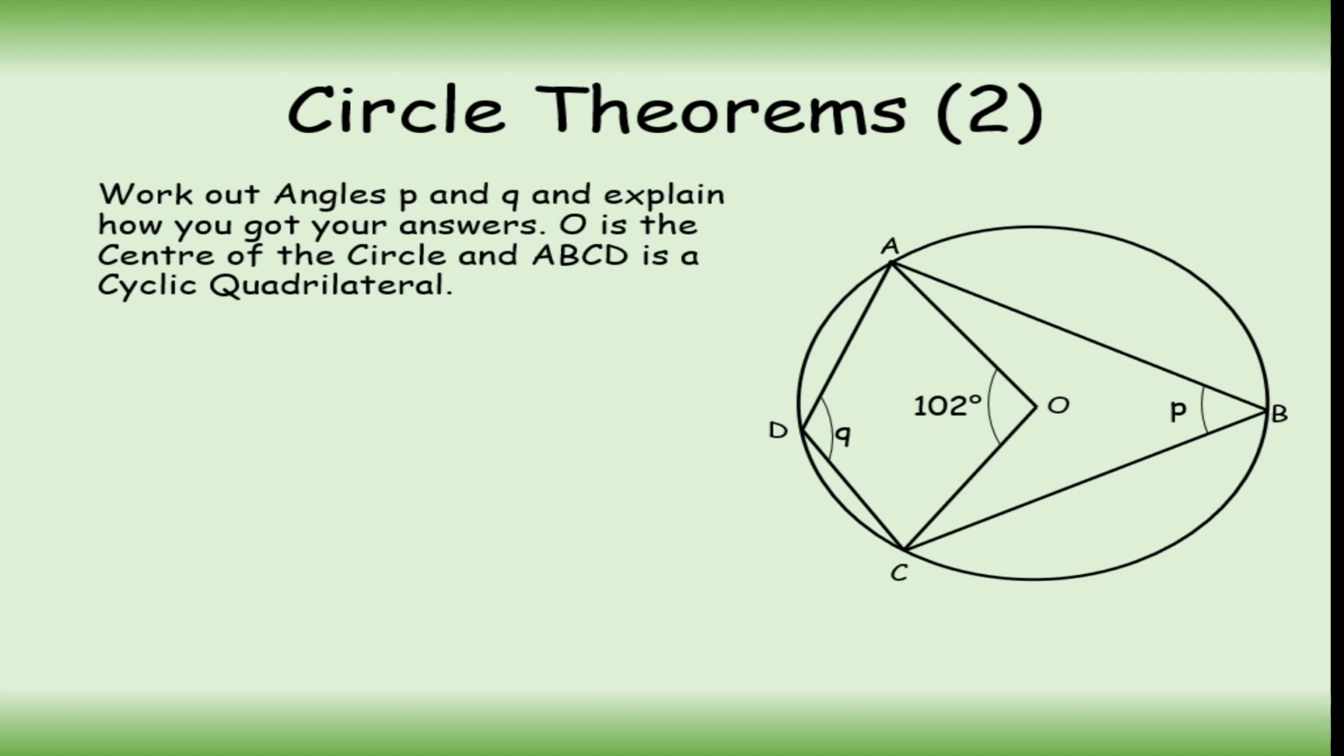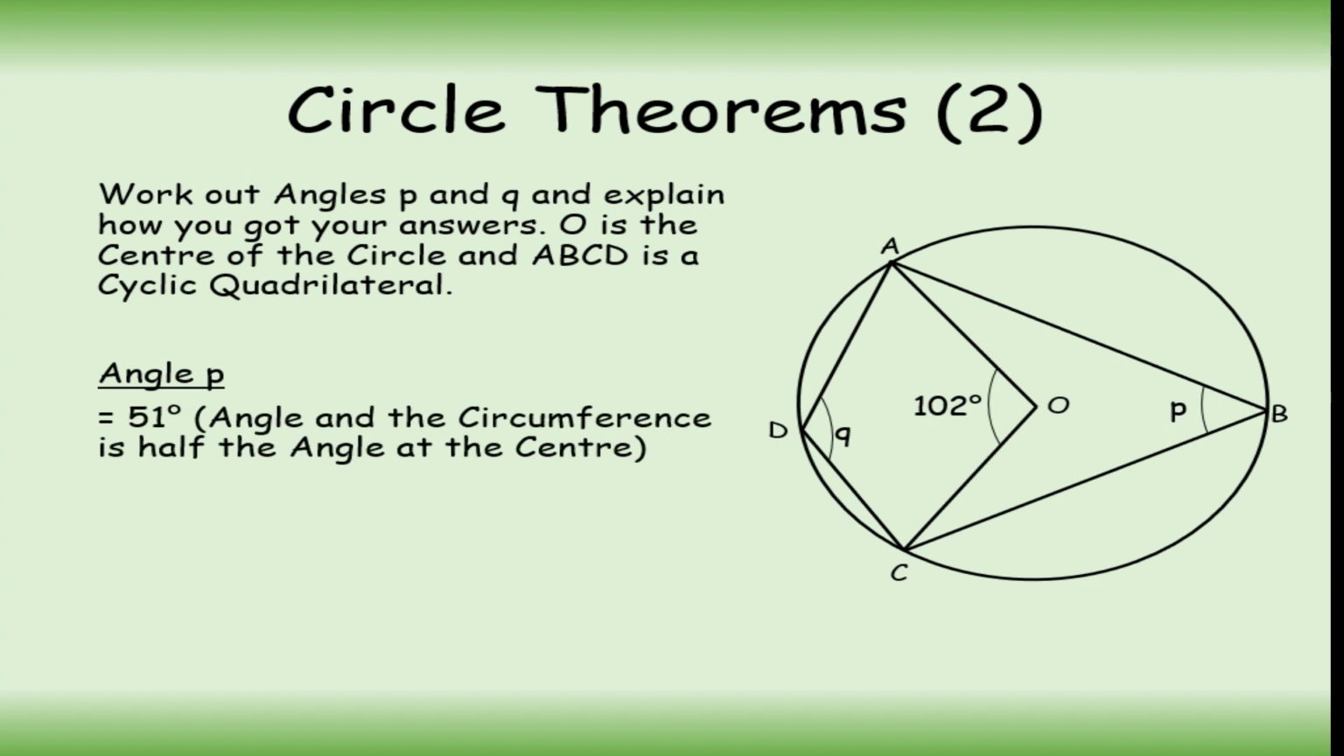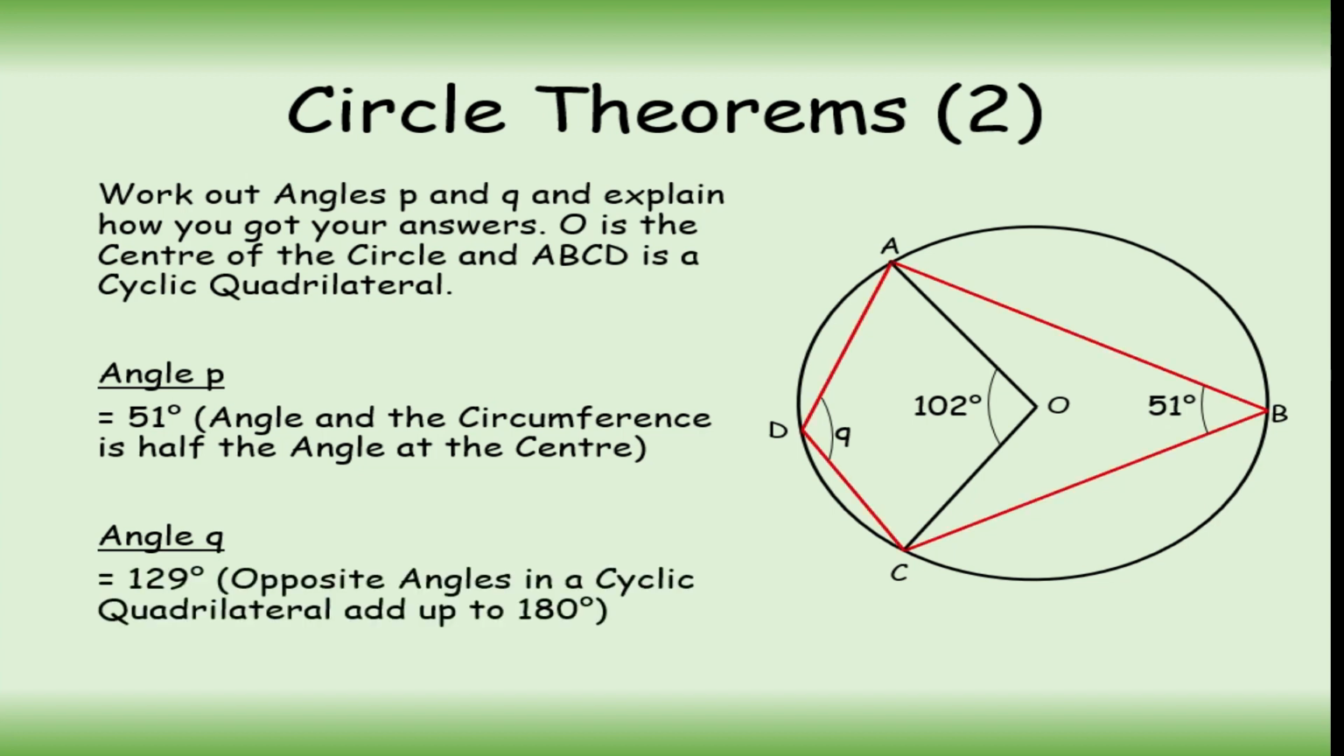Let's work out angles P and Q and explain how we got the answer. O is the center of the circle, and ABC is a cyclic quadrilateral. Let's find Q and then P. We know P is half of 102, so we can get P, and then P plus Q gives me 180. So 102 divided by 2, we get P to be 51. Now 51 plus Q gives me 180. So to get Q, I take 51 from 180, and then Q is 129 degrees.